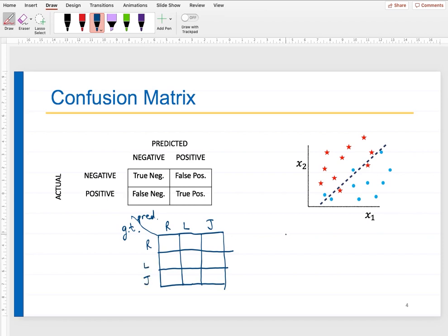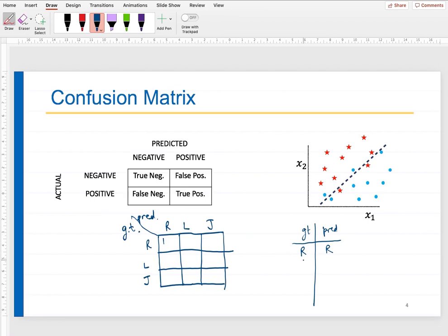So I took an unseen example X and fed it into my machine. My machine predicted it is a rose. Let's say I write ground truth here and prediction here. My ground truth was a rose, and my machine predicted a rose. What should I do? I will increase one here. In the beginning, everything is zero, I assume. I increase one here, which means the ground truth was rose and my prediction was also a rose.